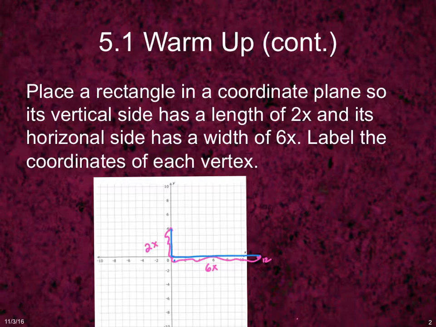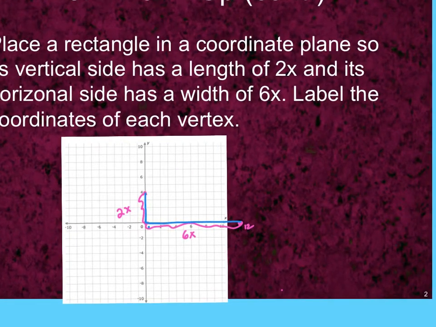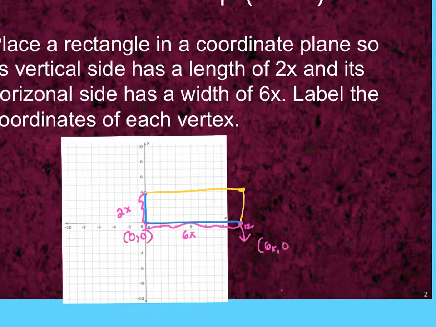So now when it says label the coordinates of each vertex, first of all I have to complete this rectangle. So this would be 0, 0. This would be 6x, 0, because I went to the right 6x, but I didn't go up or down at all. This would be 6x, 2x. And this would be 0, 2x. So you don't want exact coordinate points there because everybody should be the same. They're all in relationship to the side lengths.